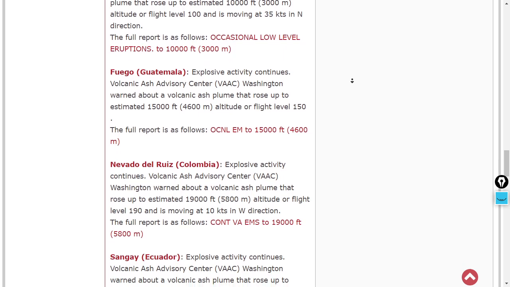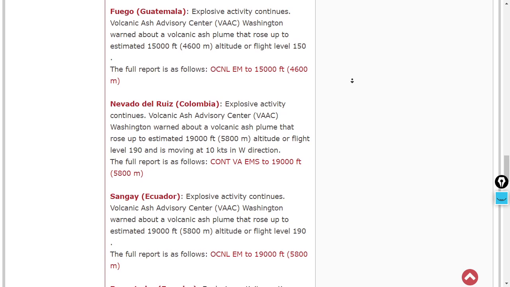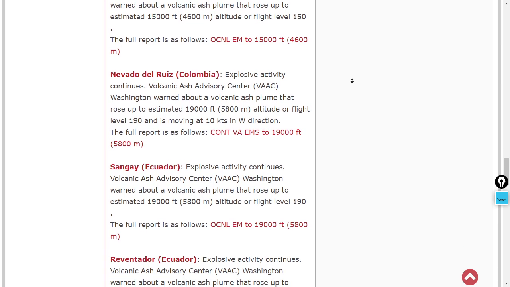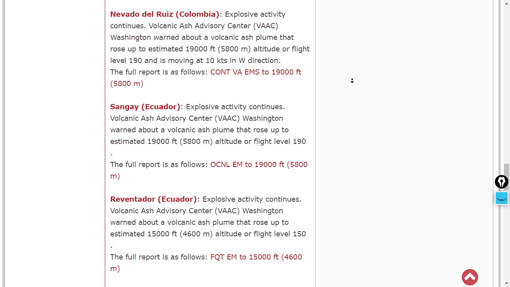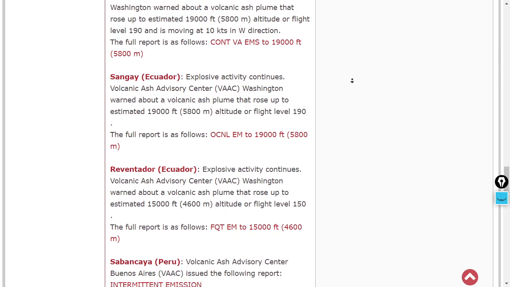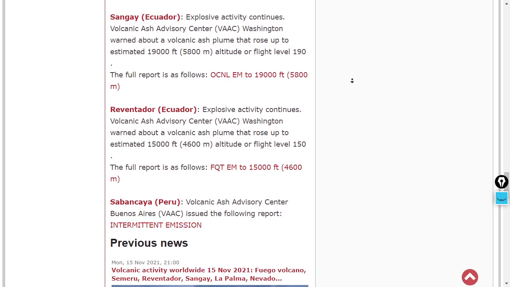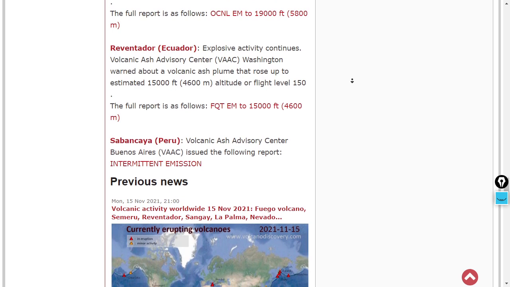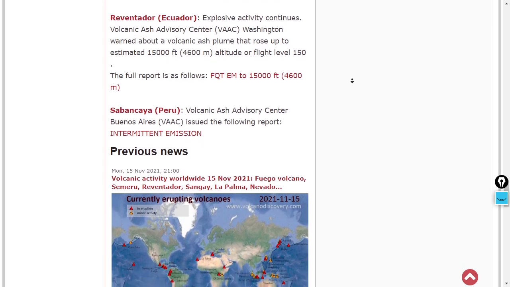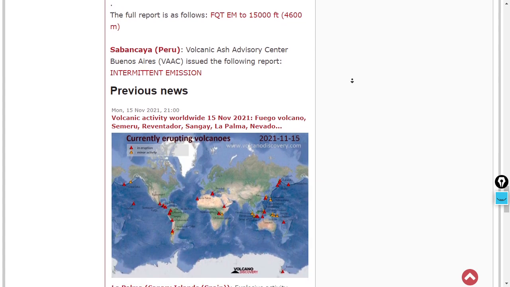Fuego, 15,000-foot ash plume as Fuego explodes. That's in Guatemala. Nevado del Ruiz, 19,000-foot ash plume from Nevado del Ruiz as it explodes. Sangay exploding in Ecuador, producing a 19,000-foot ash plume over that country. Reventador, also an Ecuadorian volcano, also exploding, 15,000-foot ash plume. Intermittent emissions from Sabancaya in Peru are a reminder not to pole vault the caldera.